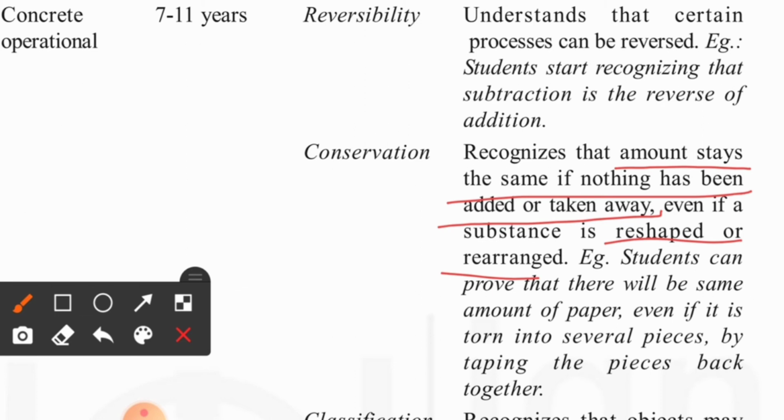So here an example is given that a student can prove that there will be the same amount of paper even if it is torn into several pieces. The quantity will remain the same. No doubt it has been torn and multiple pieces have been made of it.